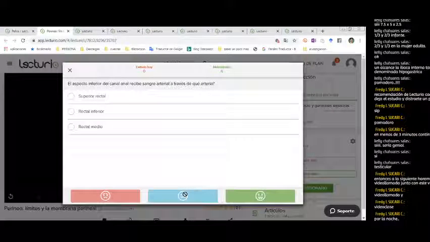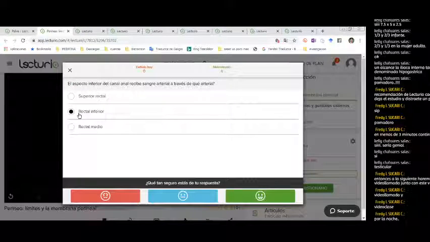El aspecto inferior del canal anal recibe sangre arterial a través de ¿qué arteria? Aspecto inferior. Está mal traducido esto. La cara inferior debe ser. La parte inferior del canal anal recibe sangre arterial a través de ¿qué arteria? Ya, rectal inferior será pues. Y esta rectal inferior proviene de la pudenda. No me recuerdo. A ver, sí, de la pudenda interna. Ya recuerdo.